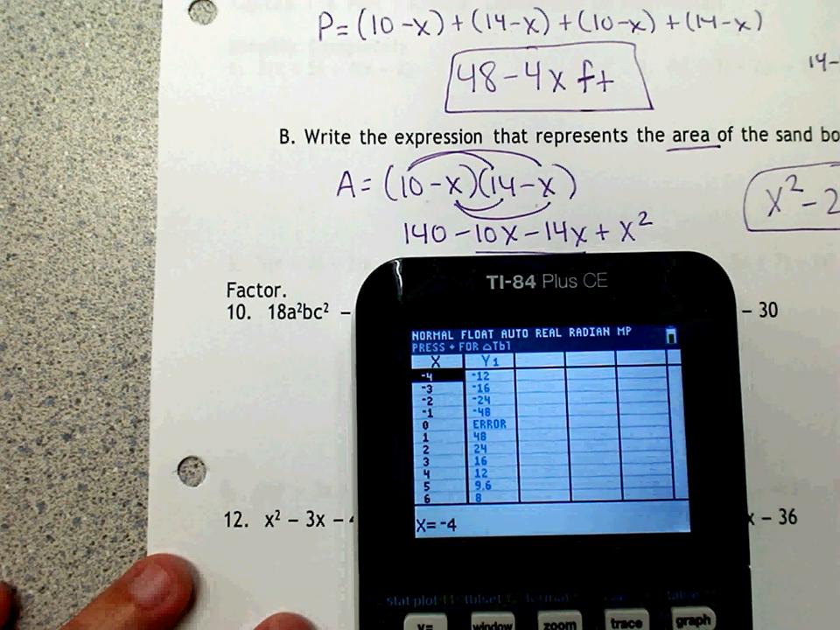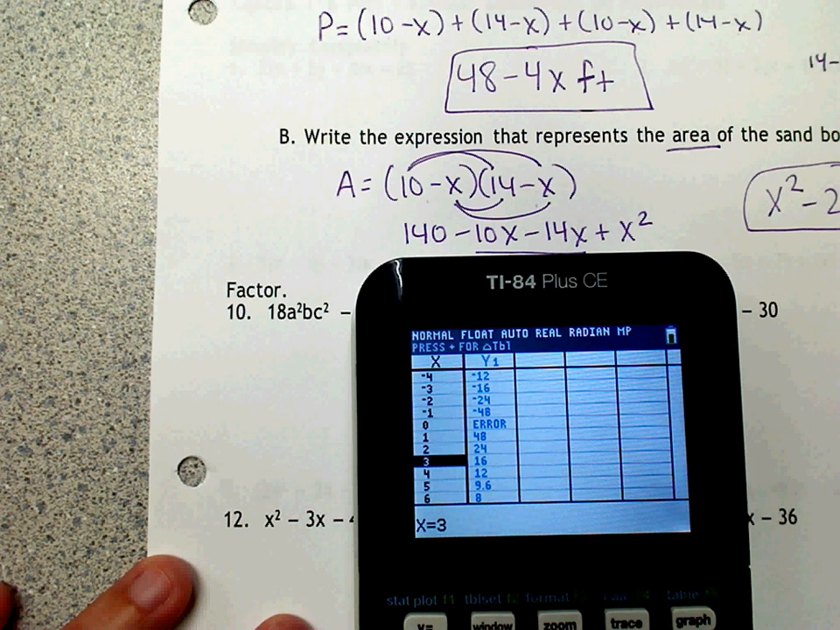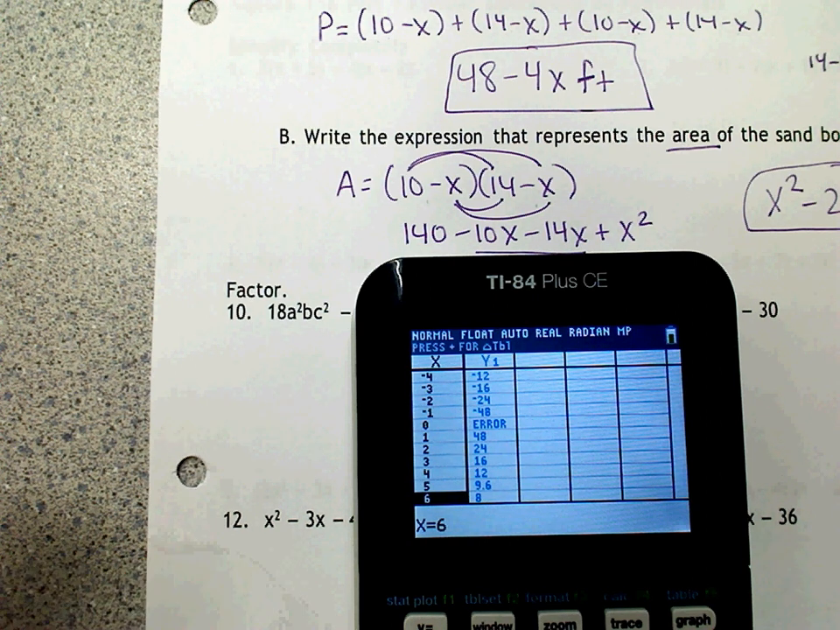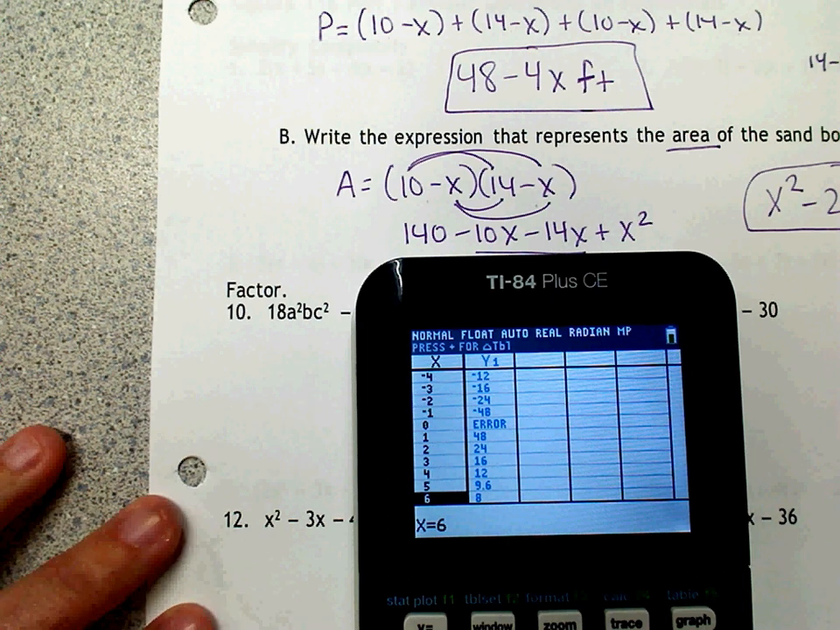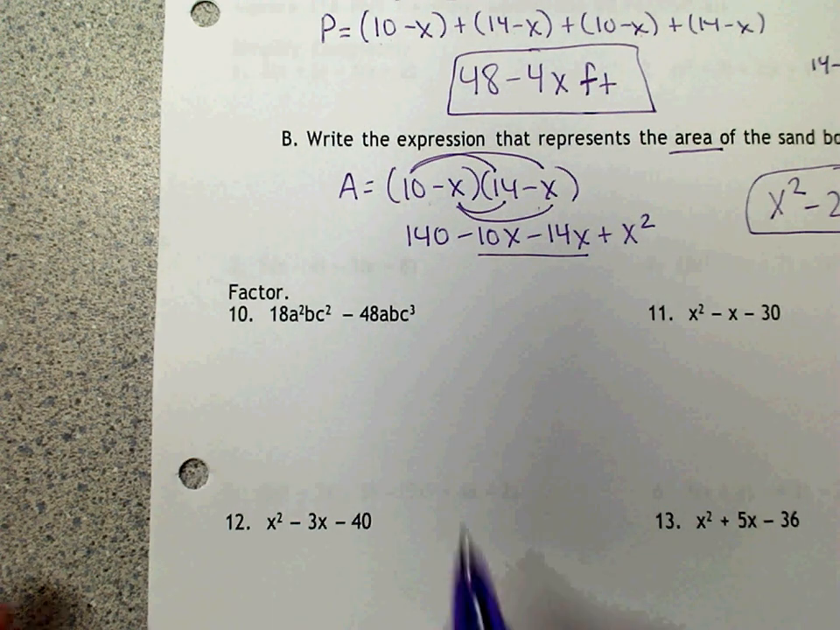Go to your table. You've got 1 and 48, 2 and 24, 3 and 16, 4 and 12, and 6 and 8. So the largest one that appeared in both was 6. So I'm going to factor out a 6.